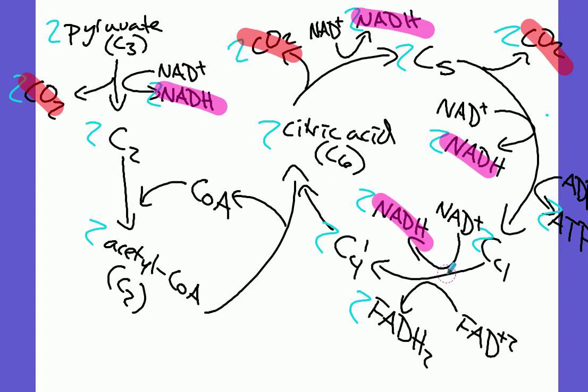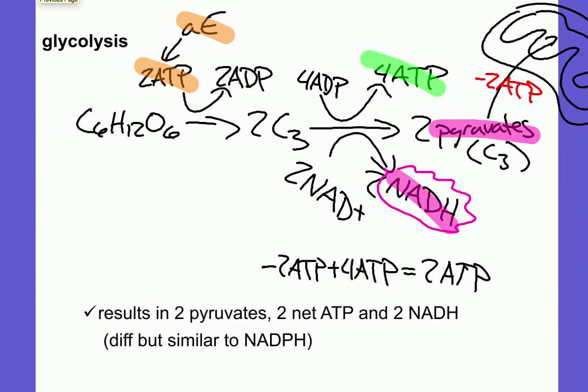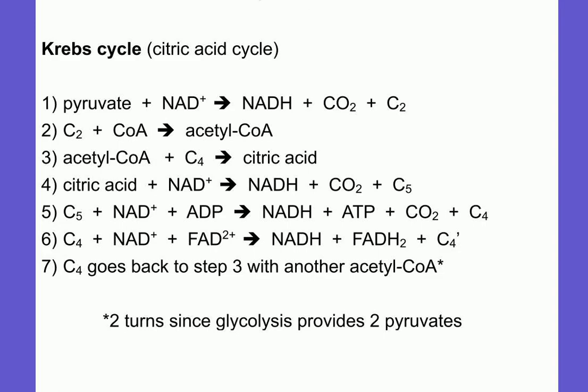There. How many of those did I make? I made 8 of them, right? So I got 2 here, 2 there, 2 there, 2 there. So I got 8 NADH molecules. But if you think about it, I made 2 over here too, right? So that's how many total now? 10 NADHs. So again, just kind of keeping track of things.